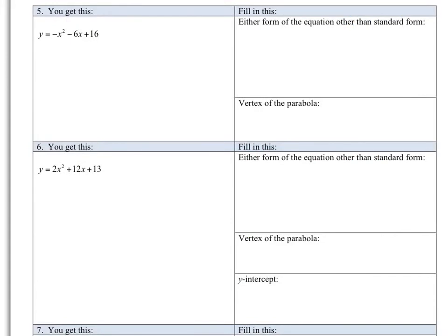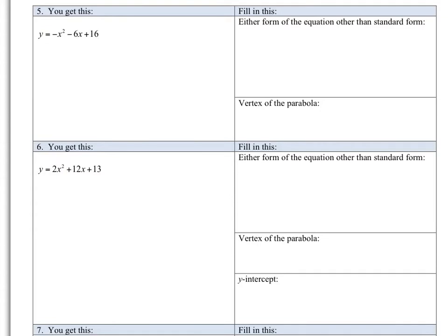Last we have question 5 and 6, and these directly relate to the other video I made where you're converting from standard form to vertex form when a is not 1, when that leading coefficient is not 1. So notice in 5 we have a negative, and in 6 we have a 2. So we're going to do these problems.